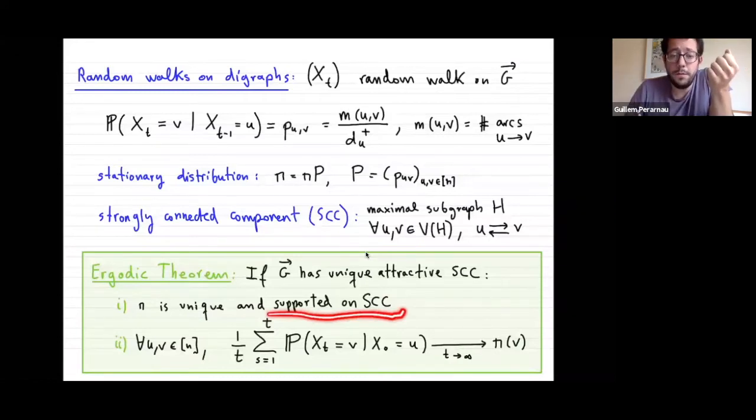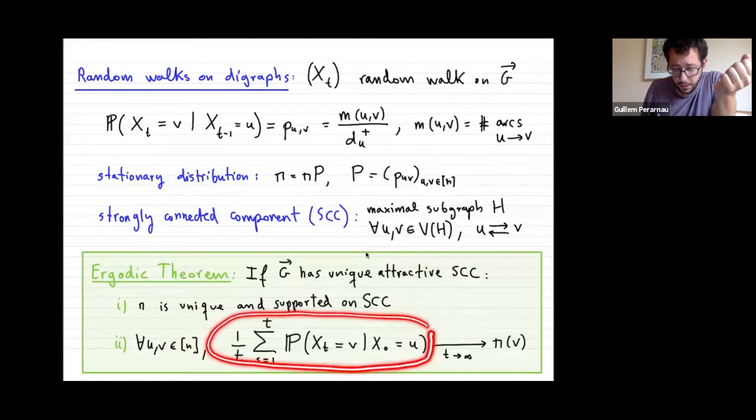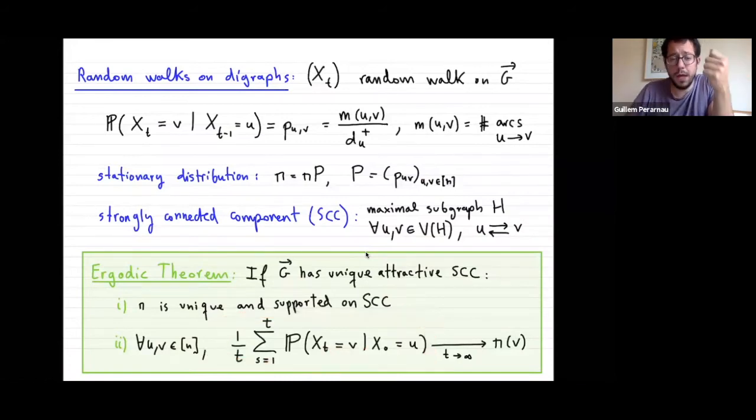And moreover, for any pair of vertices, you can see this as the average amount of time that you will spend at a particular vertex in your random walk. So this average amount of time that you will spend at a particular vertex will converge to the stationary distribution of this vertex, regardless of the starting point. No matter the starting point, in the limit, the fraction of time that you spend at a particular vertex is pi of v. So in this case where pi is unique, you can understand this pi as a measure of popularity in your graph, right? It's the time that you spend in this vertex.